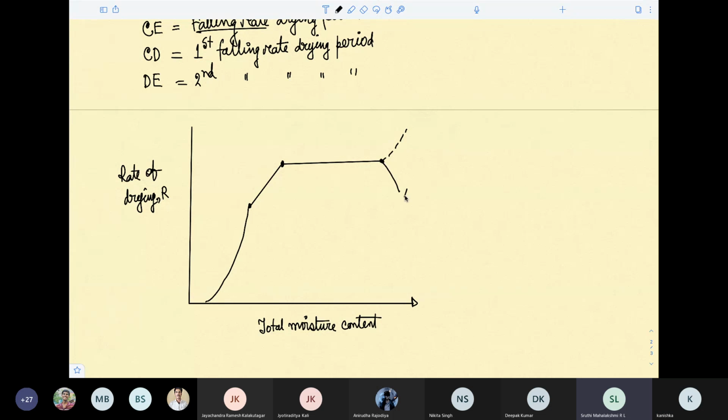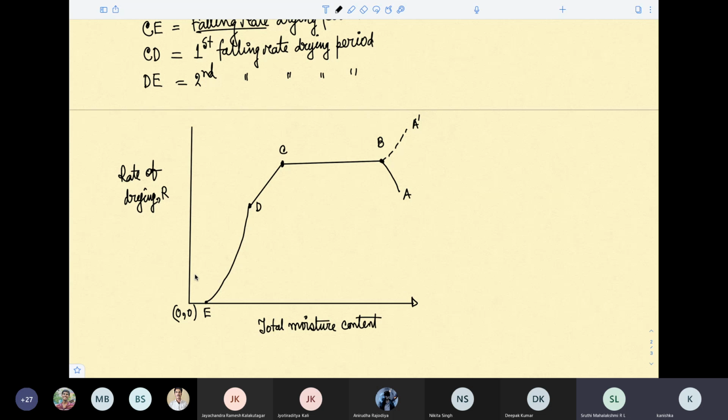So this is A, B, A prime, C, D. This is E. Now, can you tell me why this has not touched the origin 0, 0? Yes, the moisture will not be removed, because here we are considering total moisture content. If I had written the free moisture content, then it could have been right here.